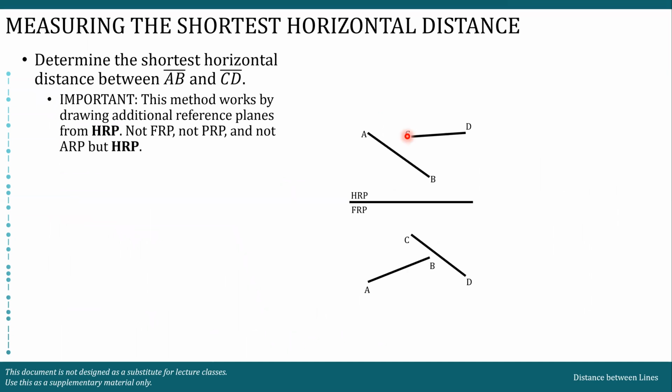Okay, measuring the shortest horizontal distance. Let's say A, B, and C, D are given in FRP and HRP. Please take note, it is important na i-note nyo to. This method works by drawing additional reference planes from HRP, not FRP, not PRP, and not ARP, but HRP. Meaning we can only determine the shortest horizontal distance if we continue working from here. So pag gumawa ako ng additional reference plane, dapat nakadugtong siya dito. So pwedeng dito or dito. Hindi pwede dito. Hindi pwede dito. Mamaya papakita natin kung bakit.